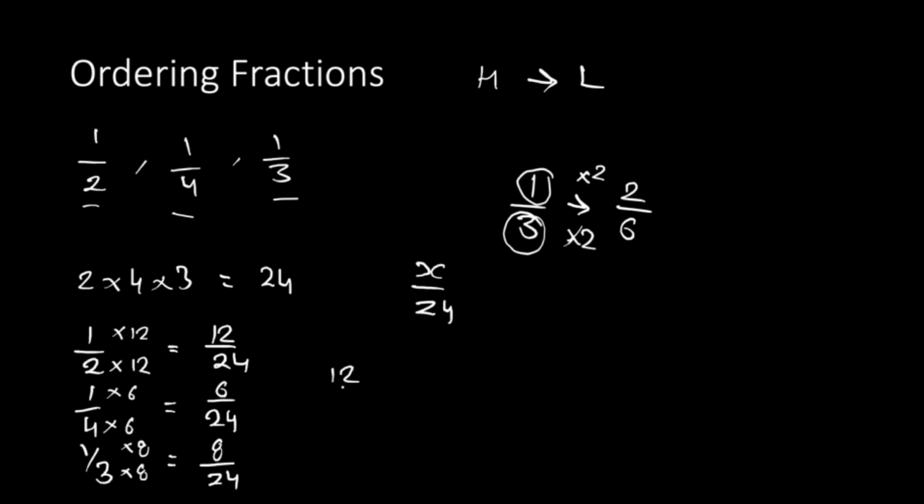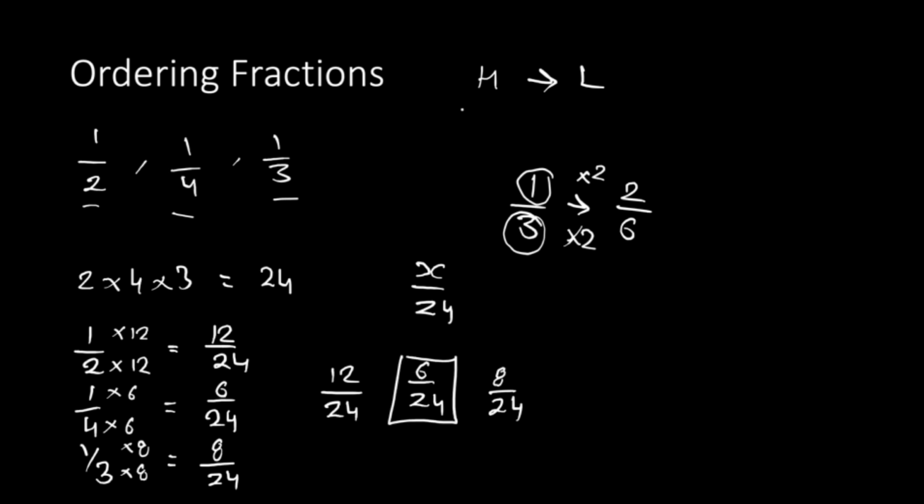So now you have three fractions. 12 over 24, which is half, 6 over 24, which is a quarter, and 8 over 24, which is a third. And now you can simply order them by judging by the size of the numerator.